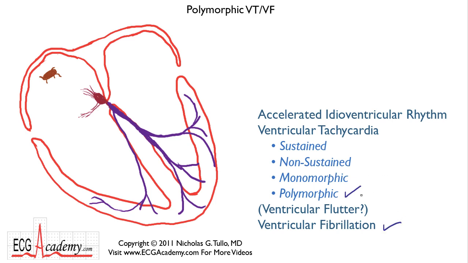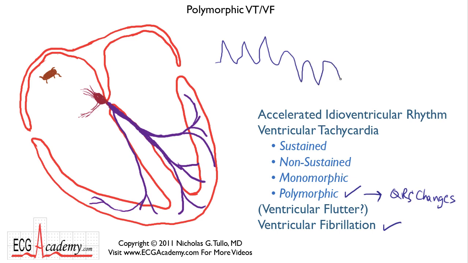Now, polymorphic ventricular tachycardia, as its name implies, means that the QRS changes. It changes from beat to beat, although there may be periods where the ventricular arrhythmia looks the same. It may have a few beats that look the same, and then it changes, and then you may have alternating patterns. So the idea is that it's not the same. Anything that's not monomorphic is considered polymorphic.